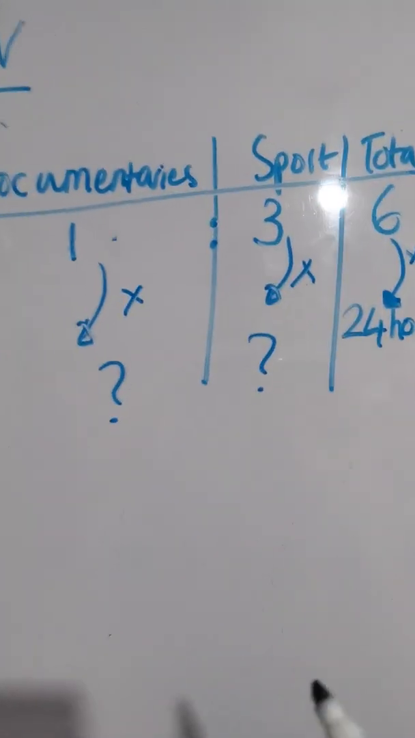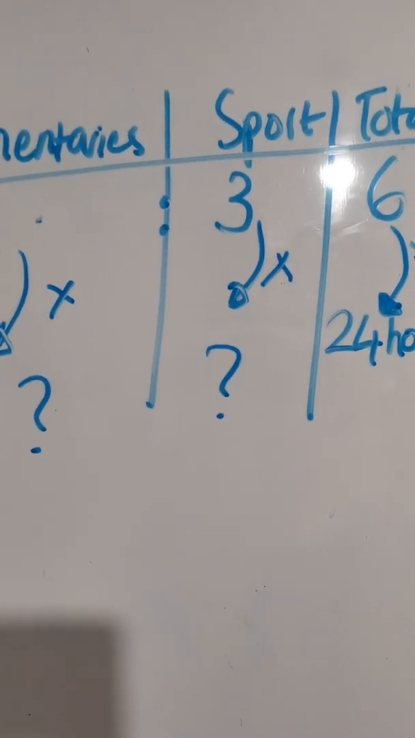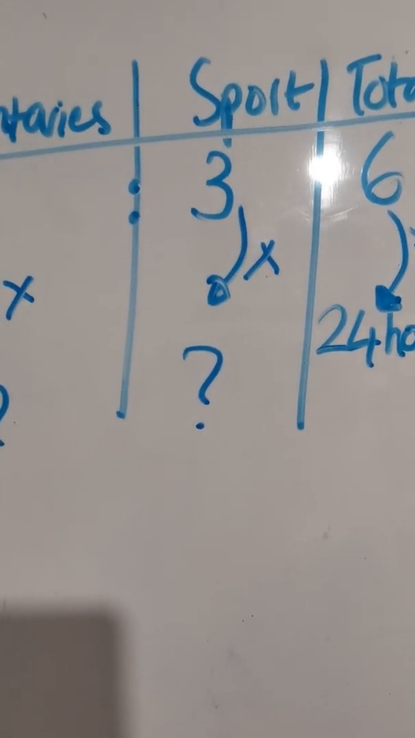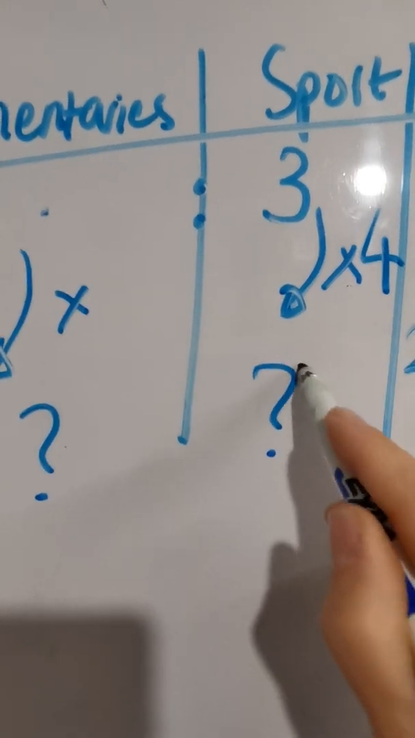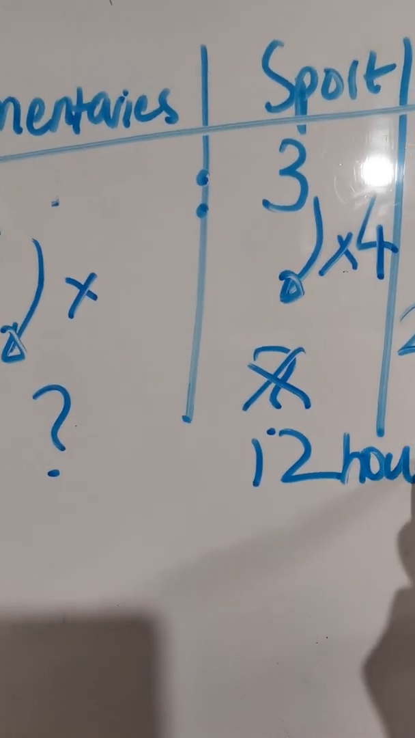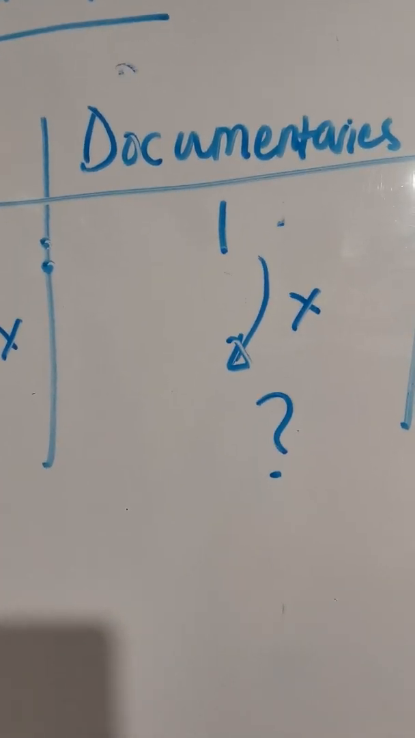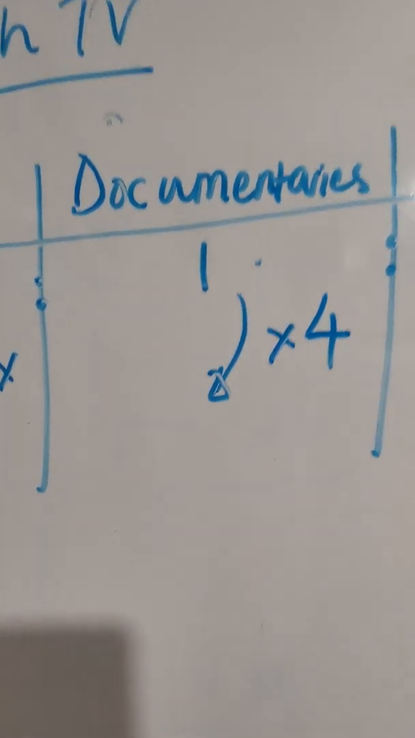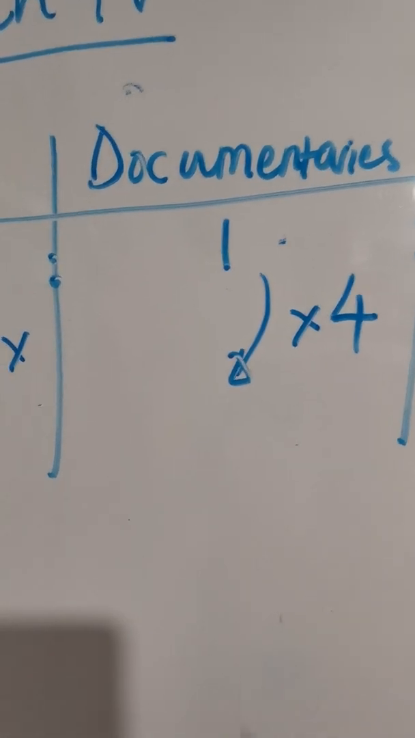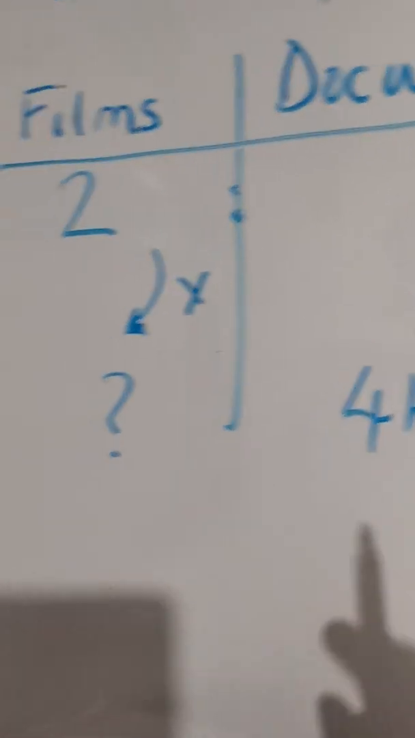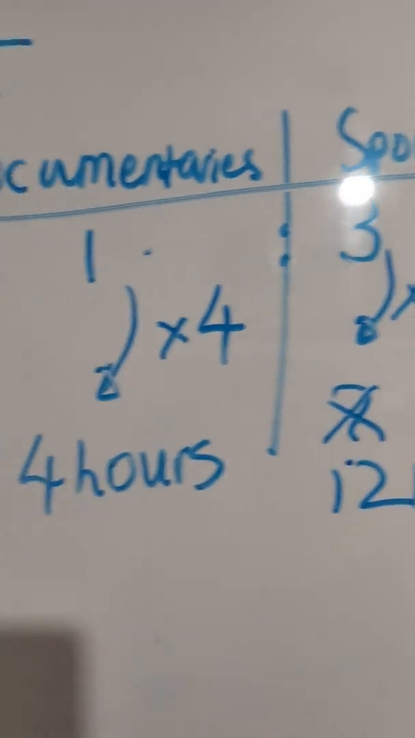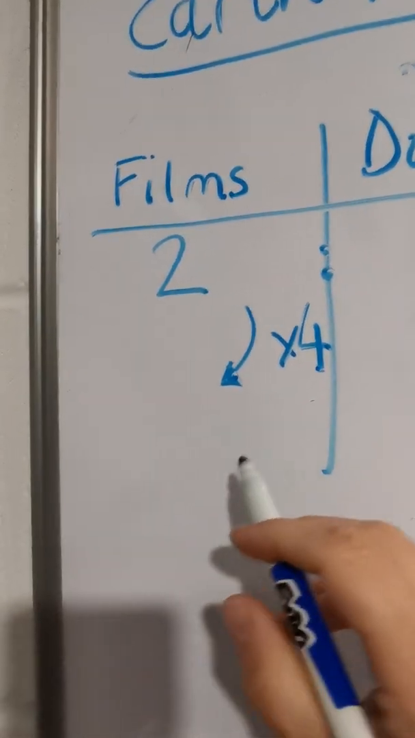Okay, so hopefully somebody will be able to raise their hand and tell one of the adults how many hours of sport there will be. Yep, we multiply by 4 to give us 12 hours. Documentaries, what are we multiplying by? Okay, so what will the average of documentaries be? That's correct, 4 hours. And finally, films. What will our multiplier be? Thinking about what it was before to keep it the same. Yep, that's correct. It's going to be 8 hours.